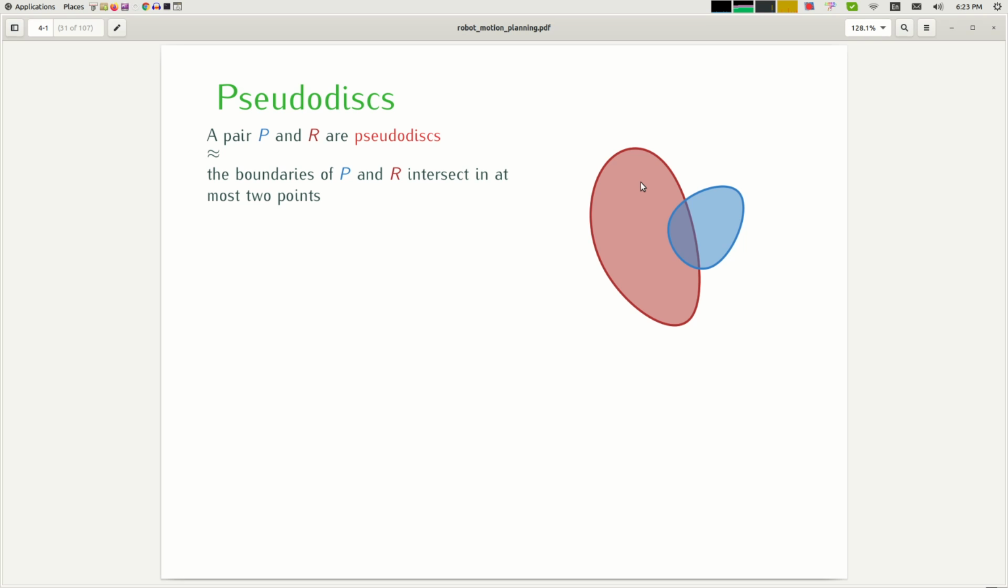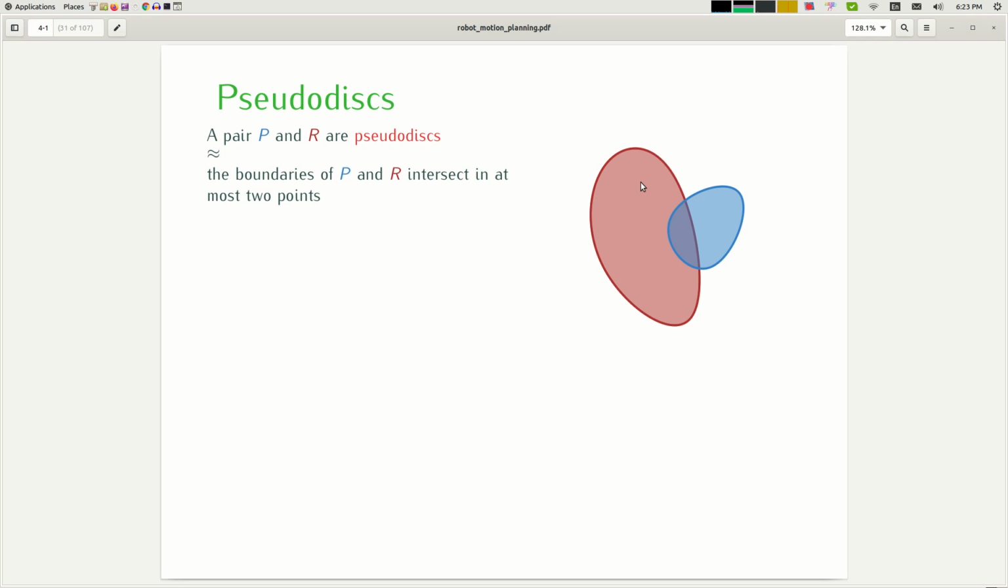To be able to handle things like that, we need to delve a bit deeper into this area of discrete geometry. We introduce this concept of pseudodisk, and this is going to come in very handy later on. So imagine that you have a collection of objects or shapes or subsets of the plane. We call this collection a collection of pseudodisks if every pair of these objects intersect at most twice.